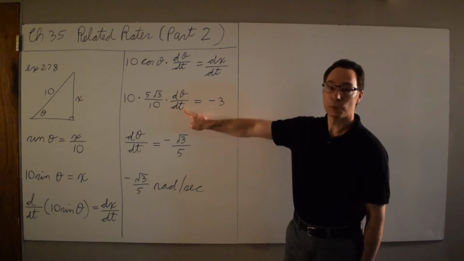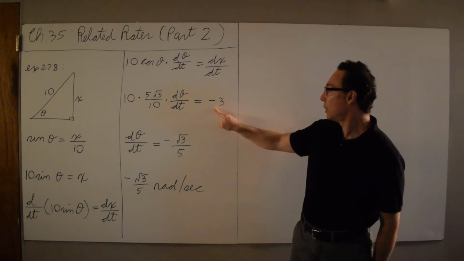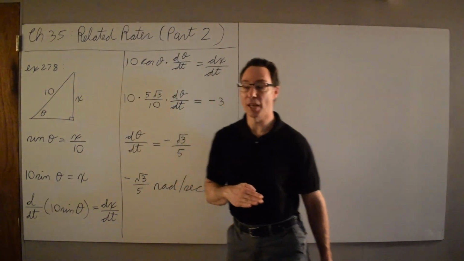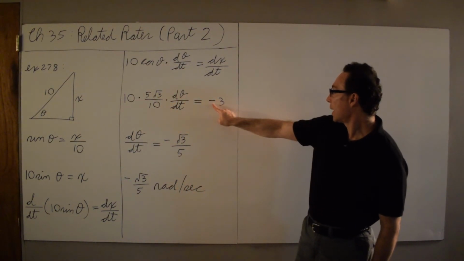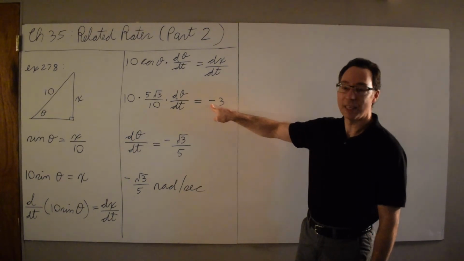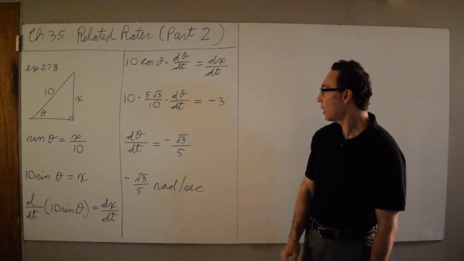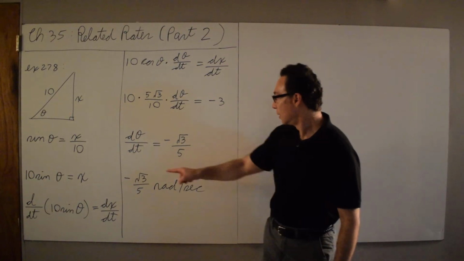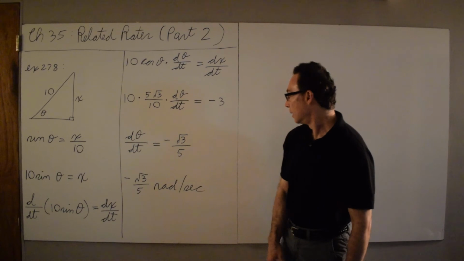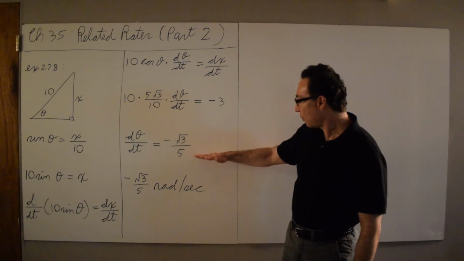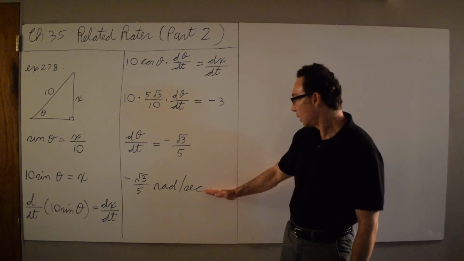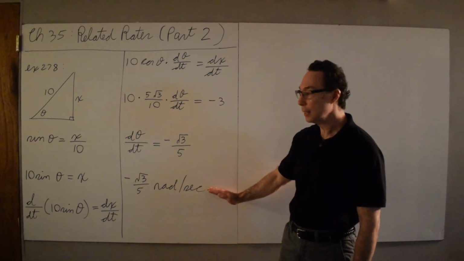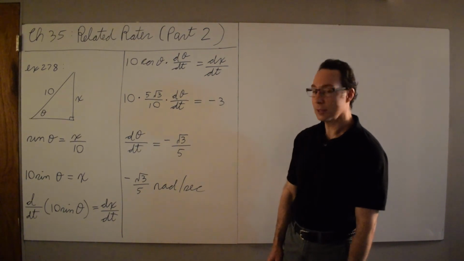d theta dt is what we're looking for. dx dt we were given. We're told that the ladder is sliding down the wall at a rate of 3 feet per second. Again, x is decreasing, that's why our rate of change is negative. So now we have a constant times d theta dt equal to a constant. Solve for d theta dt. It's negative square root of 3 divided by 5. So theta is changing at a rate of negative square root of 3 divided by 5 radians per second at the time when x is 5.